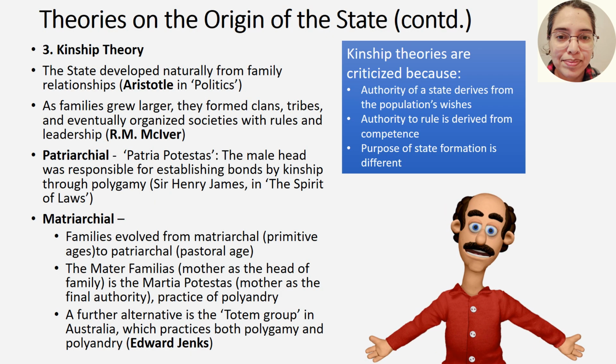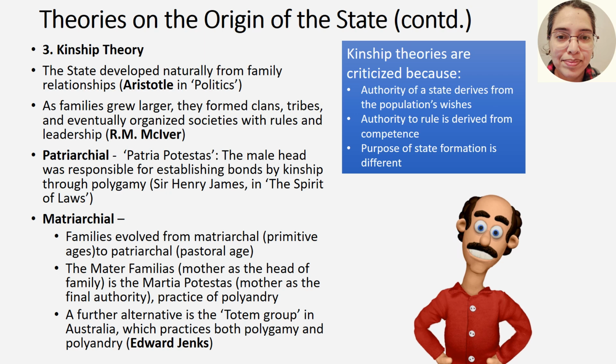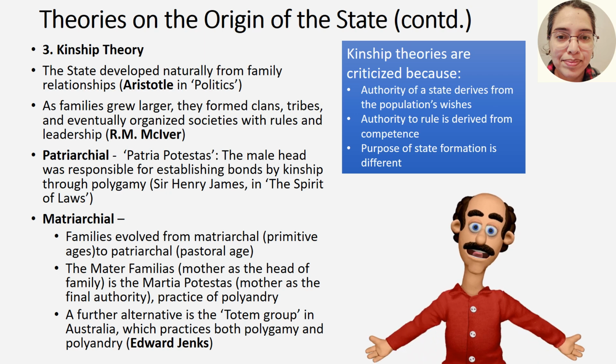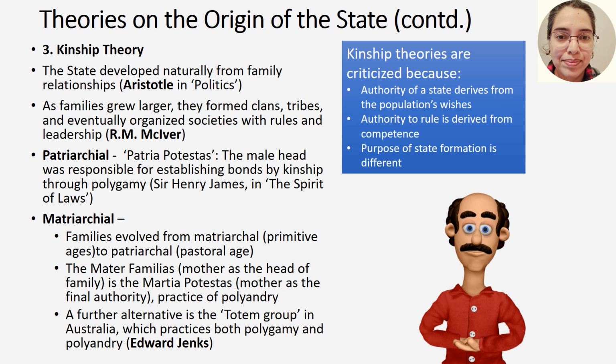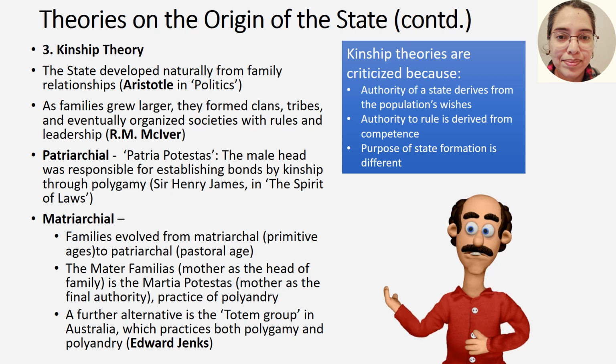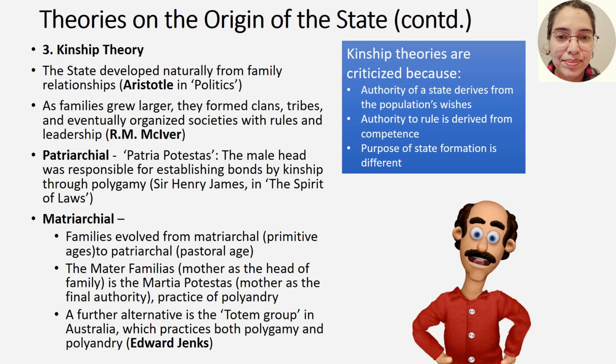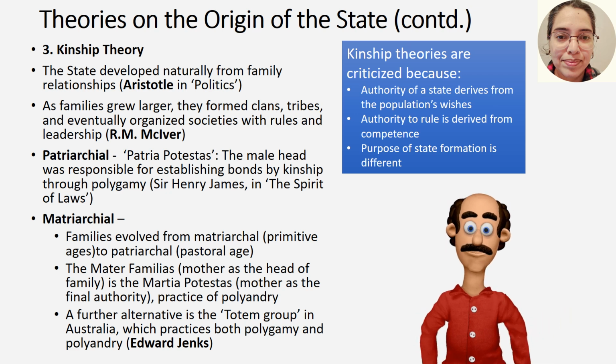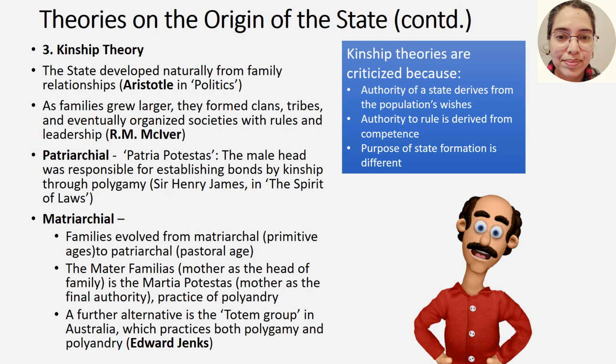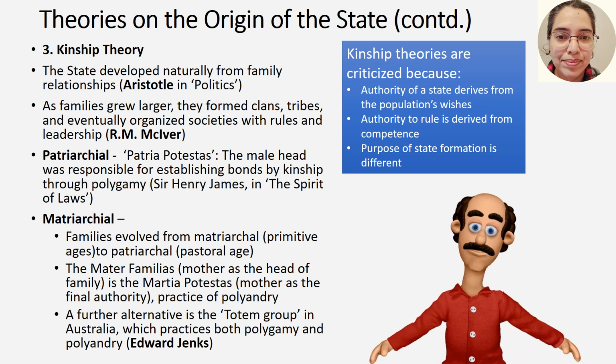The kinship theory is the third major theory of statehood. It suggests that family is the foundation of the state, according to Aristotle in Politics. R.M. MacIver suggested that as families grew larger, they formed clans, tribes, and eventually organized societies with rules and leadership. Leadership then passed down through generations, forming hereditary monarchies and ruling families.